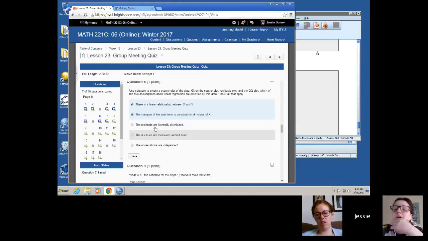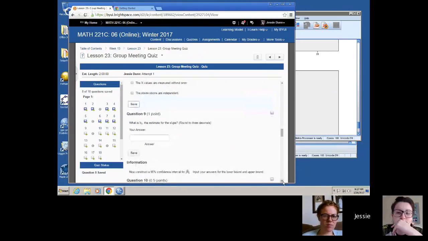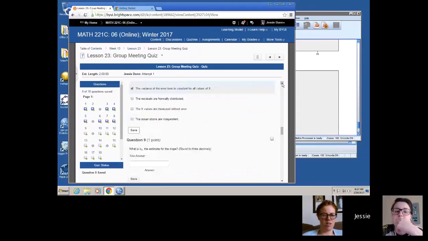Okay. Regression scatter plot. Residuals are normally distributed. No. The x values are measured without error. The observations are independent. I think it's just the first 2, right? Would you agree? Let me look. Requirements: normal error term, constants, no megaphone. X's are known constants.